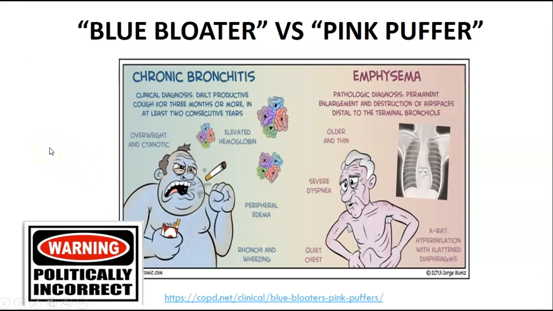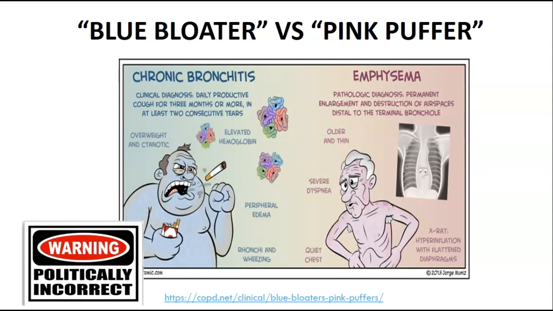So this is a really good link here. If you have time to just read it, it's a good article. If you ever hear in the hospital the terms blue bloaters versus pink puffers, nowadays these terms really are politically incorrect. You shouldn't use them. But they were descriptive terms for individuals, whether they were having more of an issue with chronic bronchitis versus emphysema.